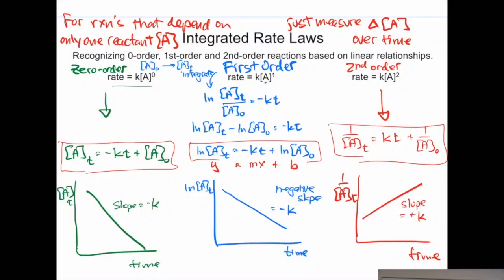Now, where this becomes useful is that before you start an experiment, you don't know if it's zero order, first order, or second order. So you just collect your data and plot it all three ways. You plot the concentration at any time t versus time. You plot the natural log of the concentration at any time t versus time. And you plot 1 over the concentration at time t versus time. And then you ask, do any of these give me a straight line with the expected slope? If they do, then it's consistent with zero order, first order, or second order kinetics.